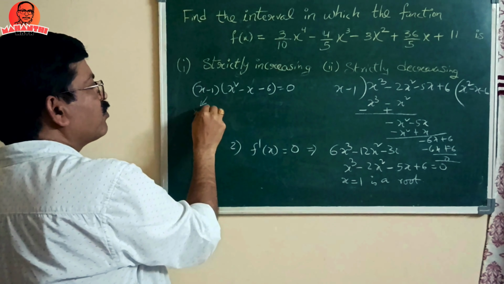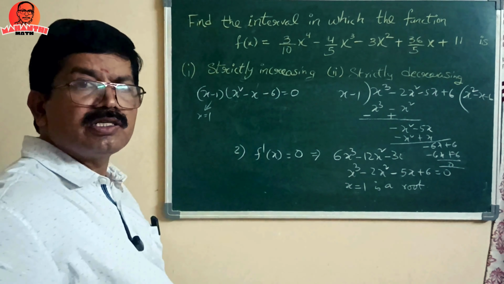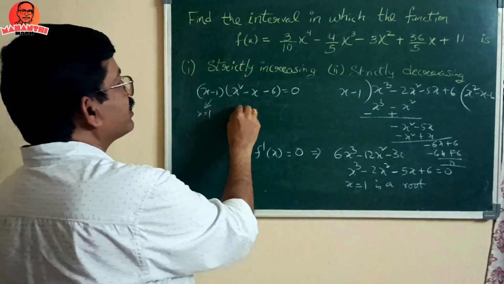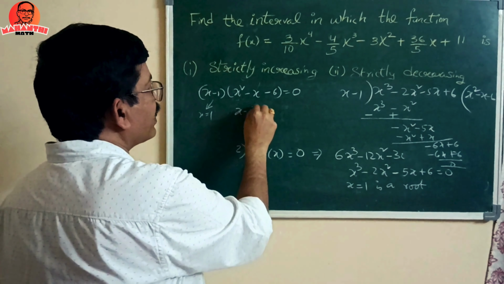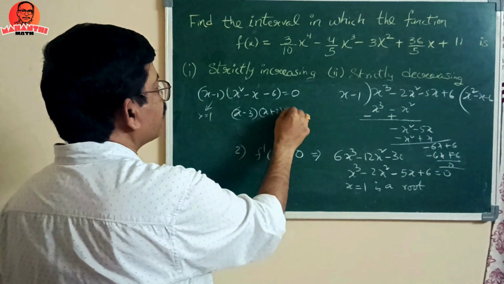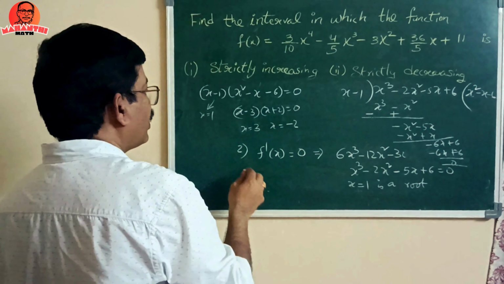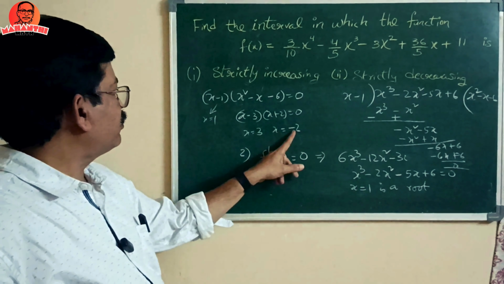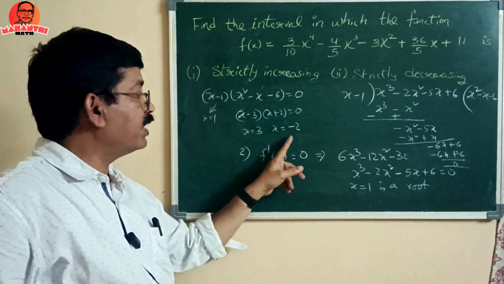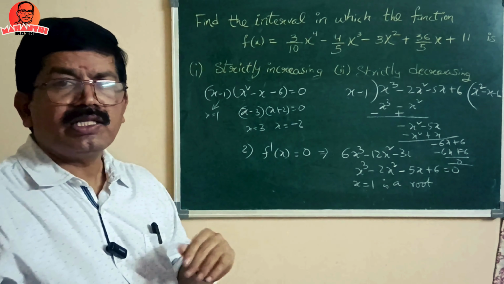This gives x equal to 1. Now for this one you have to do splitting the middle term. Again you do this, already we did it in the previous sum. x minus 3 into x plus 2 equal to 0. So x equal to 3, x equal to minus 2. So what are the stationary points? Minus 2, 1, 3, in order as I told. Minus 2, 1, 3.